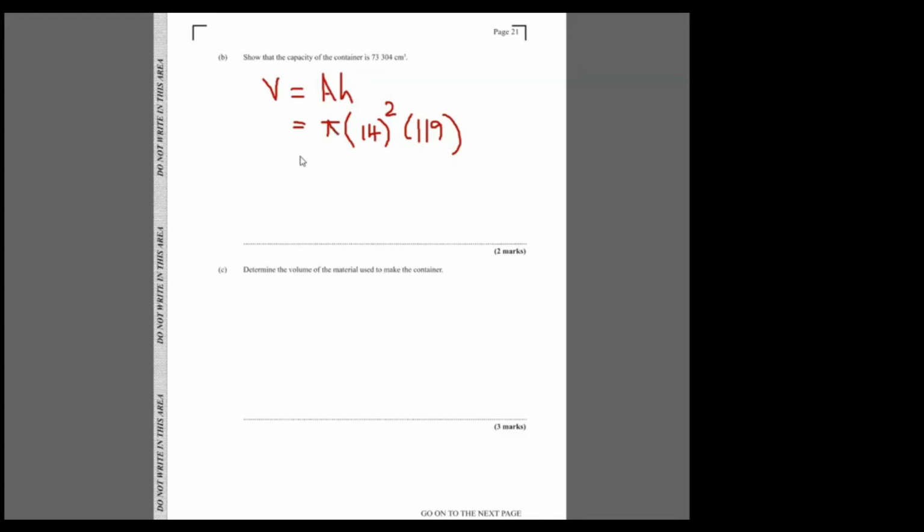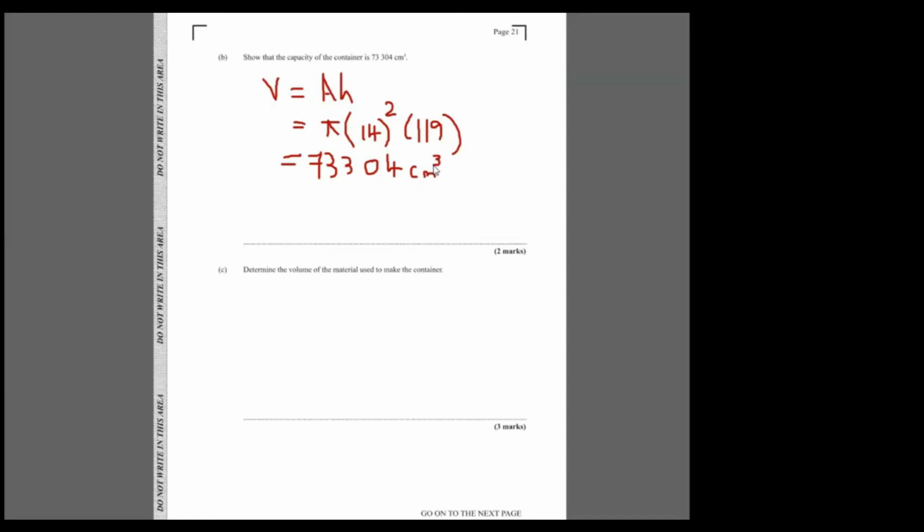This is of course equal to 73,304 cm cubed. That gives us our answer. Nice and easy.